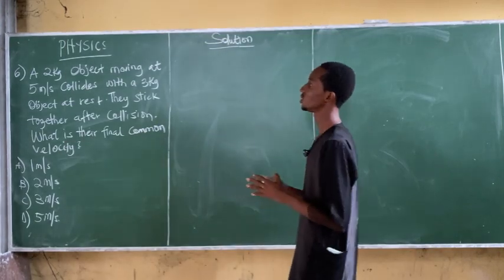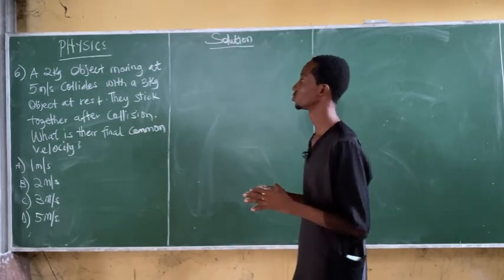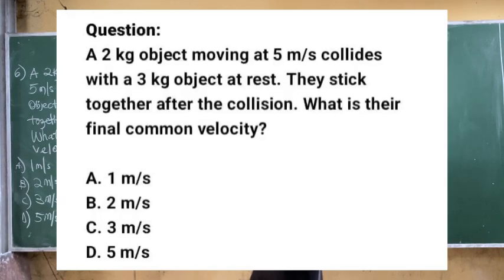Question 6 for today is on momentum. It says a 2 kg object moving at 5 meters per second collides with a 3 kg object at rest. They stick together after collision. What is their final common velocity?